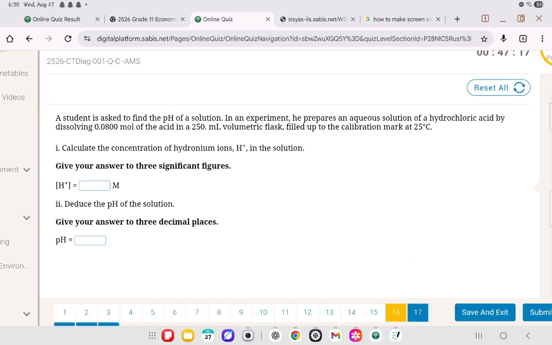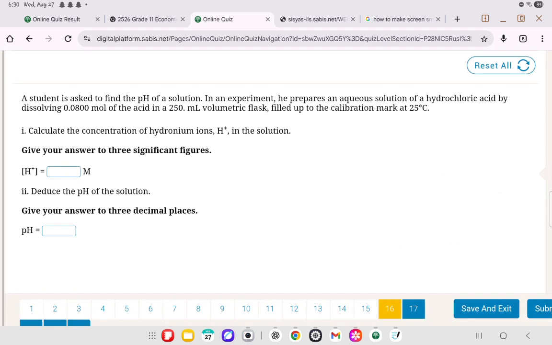A student is asked to find the pH of a solution. In an experiment, he prepares an aqueous solution of hydrochloric acid by dissolving 0.0800 mol of the acid in a 250 milliliter volumetric flask filled up to the calibration mark at 25 degrees. This information is unnecessary. It's not going to help us. Only this and the fact that it's hydrochloric acid is going to help us.